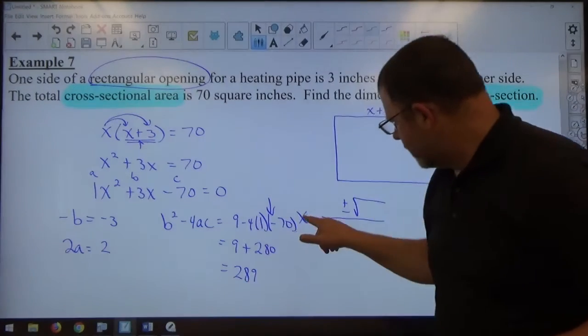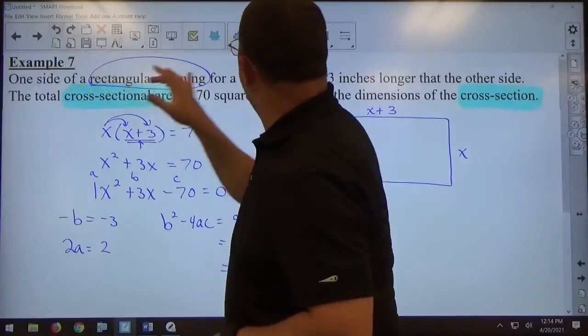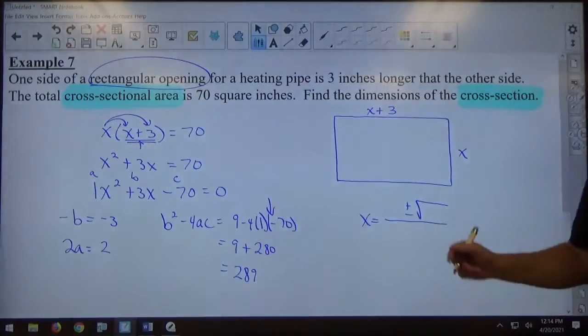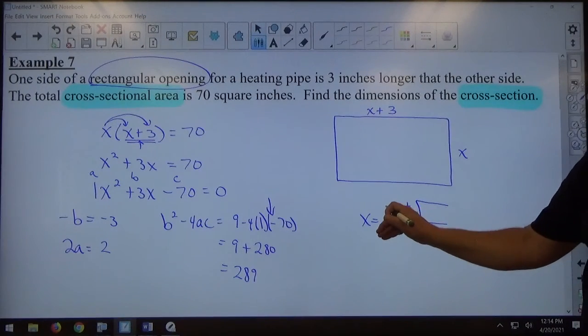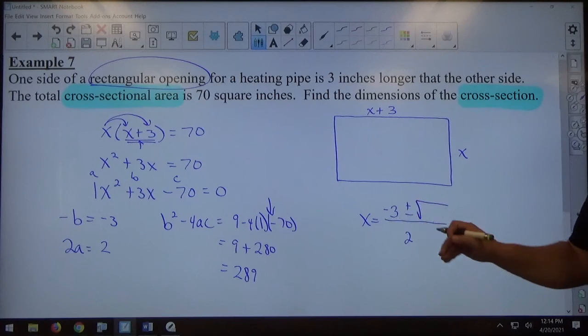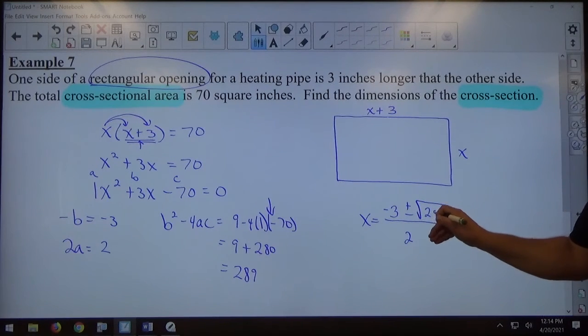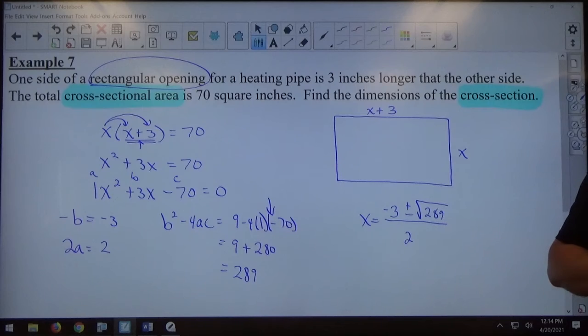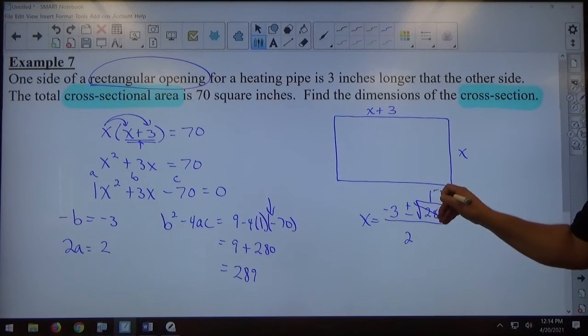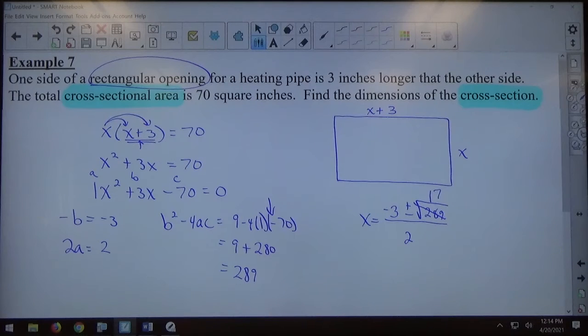Let's slide this over a little bit. What goes in the top left slot is negative b, which is negative 3. What goes on the bottom is 2a, which is 2. What goes under the radical is b squared minus 4ac, which is 289. If you get a calculator out and punch in the square root of 289, it's going to say 17. Even if it didn't come out nice and pretty, give me a decimal approximation. It doesn't matter as far as that's concerned. And then the answer is going to be something over 2 and something over 2.